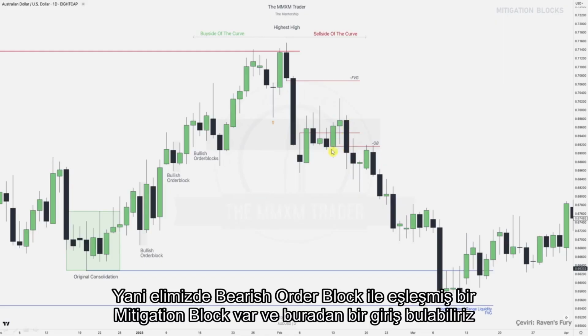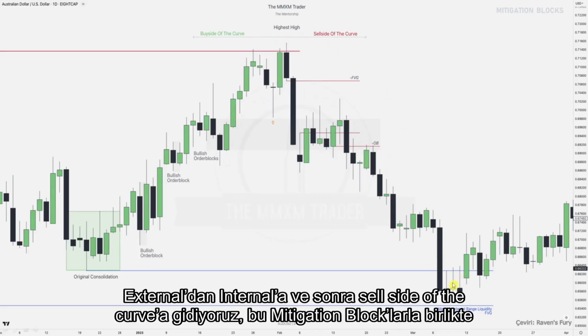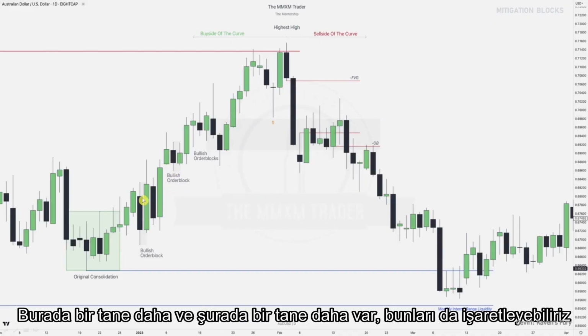So this mitigation block coupled up with a bearish order block, and then we can find an entry over here. Price keeps continuing down until we reach that internal range liquidity, right? Again, from external to internal, and then sell side of the curve with those mitigation blocks. We have another one over here and another one over here, which we can outline too.